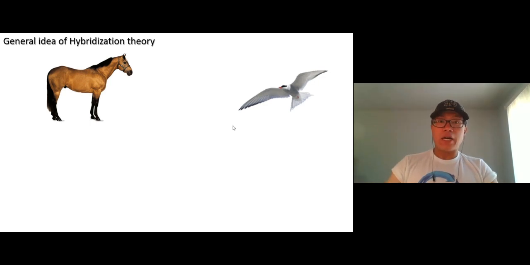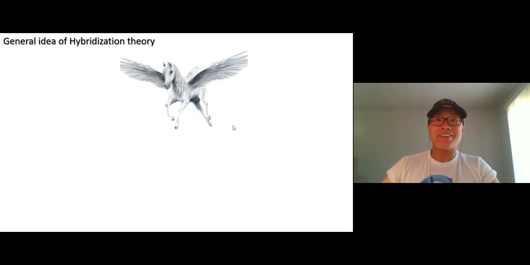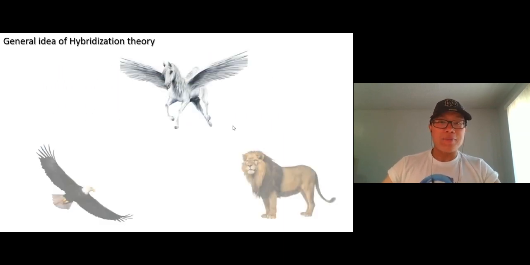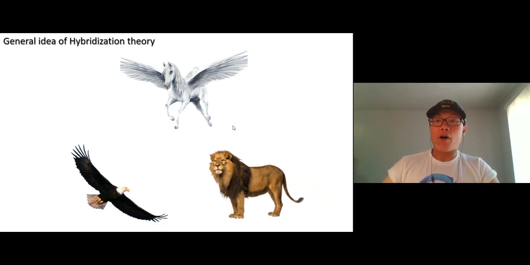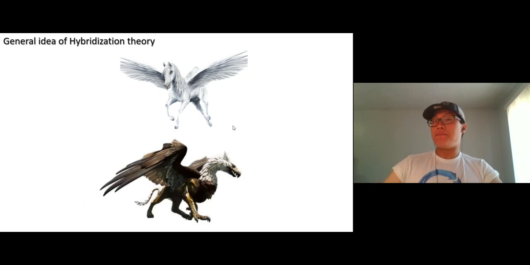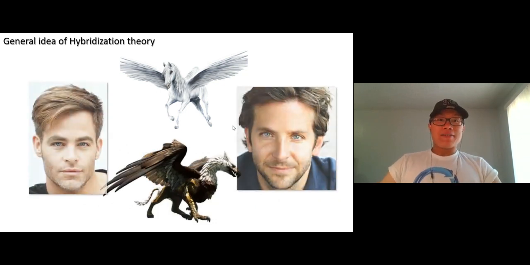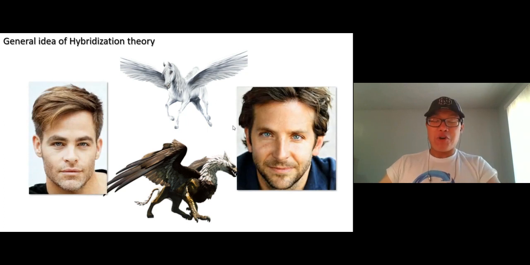So I have a horse and a bird. Let's say I can mix these two up. What animal do I get? Well, a Pegasus, right? Looks like a horse and a bird. Now, one more time. I have a lion and an eagle. Mix them up. What do I get? If you have read Harry Potter, we got a griffin, or hippogriff in Harry Potter. One more. If I can mix Chris Pine and Bradley Cooper, who do I get? Oh, come on. Can you see that?